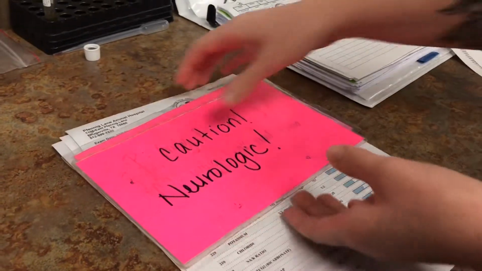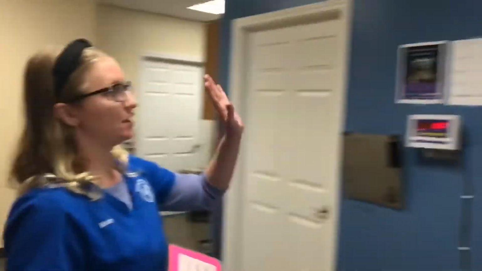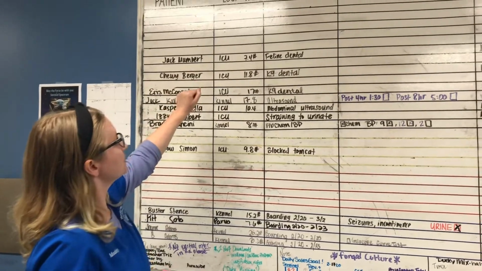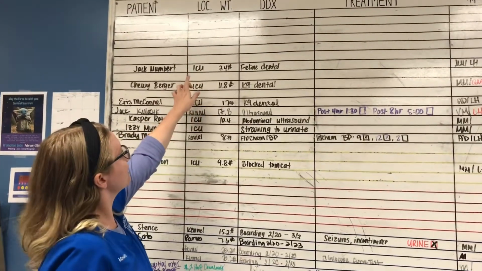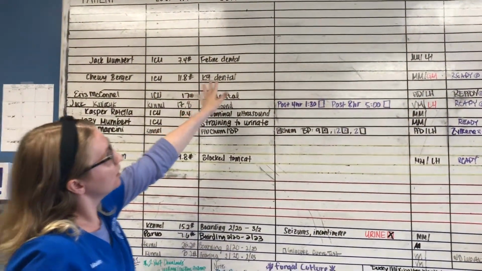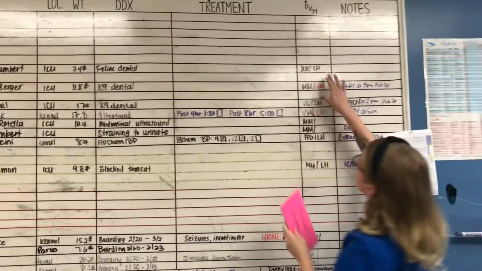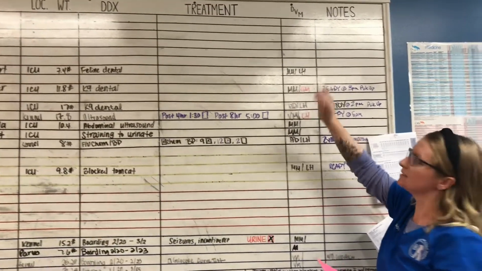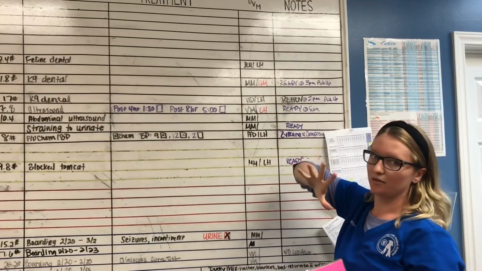As far as patient identification, we have a couple of things that we do here at the clinic. We put them on our whiteboard, and so Jack is up here. This lets us know where he's at in the clinic, so he's in the ICU, his weight, what he's here for, which is the dental, and then over here we sign our initials for the technician and the doctor that will be working on the case, so that way if there's any questions about the patient, we know who to talk to.